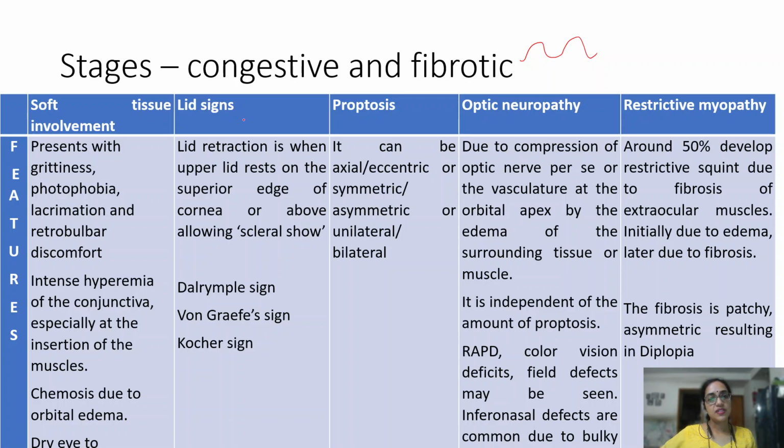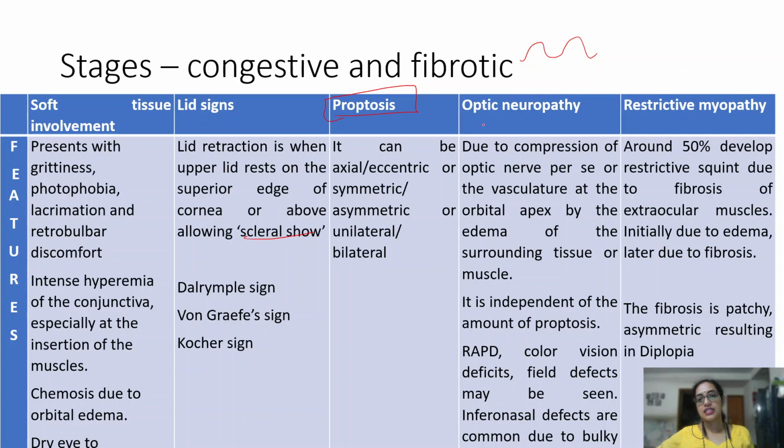Okay, on lid signs, we discussed all the lid signs. Scleral show is when the lower part of the sclera is also shown due to the inferior lid that is getting retracted. Then there can be proptosis, it can be unilateral or bilateral, axial or eccentric, symmetric or asymmetric. So any type of proptosis, thyroid orbitopathy is the most common cause of unilateral or bilateral or symmetric or asymmetric, axial or eccentric proptosis. Okay, just because a proptosis is unilateral doesn't mean it cannot be thyroid.